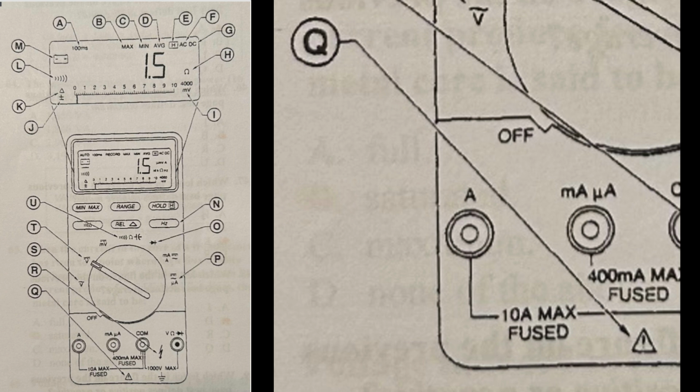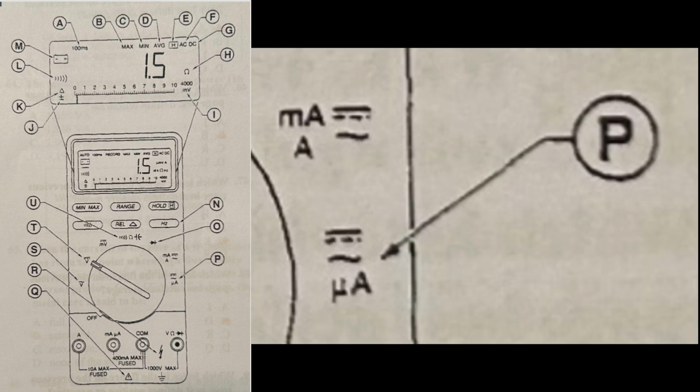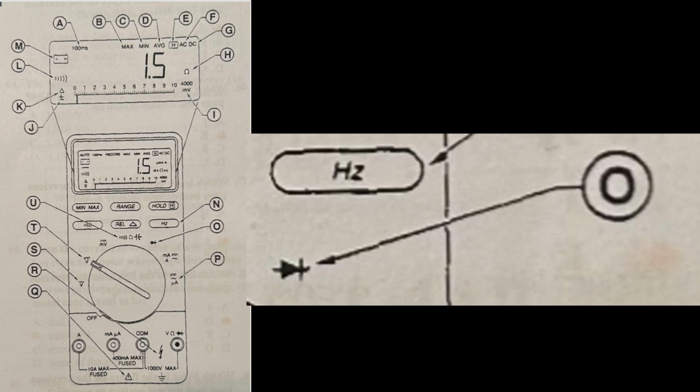Which letter defines DC or AC? P of DC or AC. Which letter for diode? O for diode.